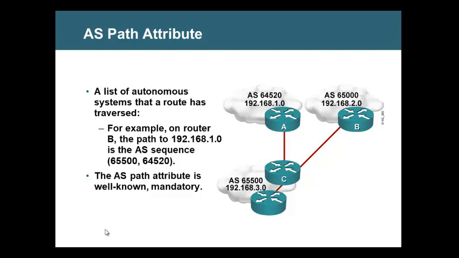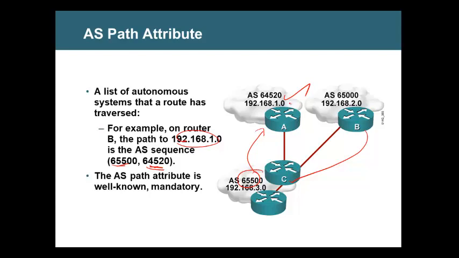See, the first autonomous system is the immediate autonomous system number. When this is received, the first number is the immediate autonomous system. The next number is the next autonomous system, and the last number is the original source from where it originated. So it shows the autonomous system path, and this is known as the AS path attribute.